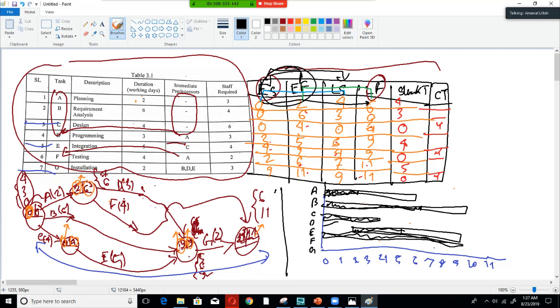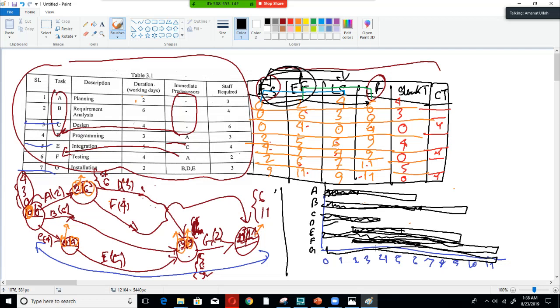For F, we'll draw the line from 2 to 11, and we have to mark from 2 to 6, so 2 to 6 will be marked. For G, 9 to 11 will be fully marked.